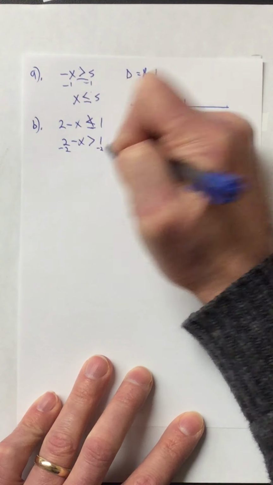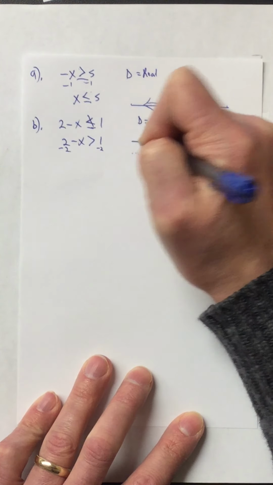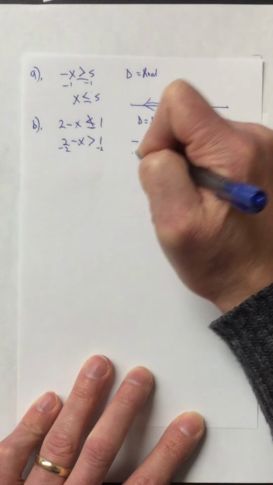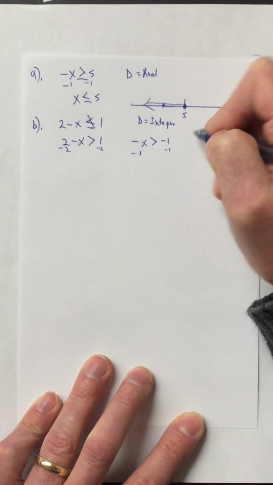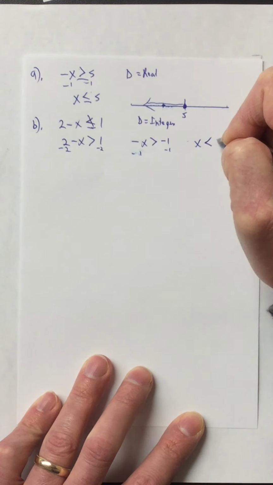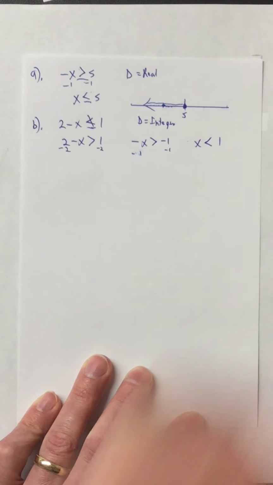All right, let's get it by itself. Let's subtract the 2 from both sides. Gives me negative x is anything larger than -1. And now divide both sides by -1. That gives me x, remember, it flips, is less than -1 divided by -1, which is just 1.